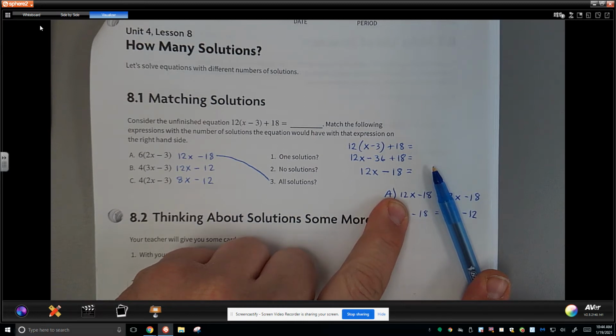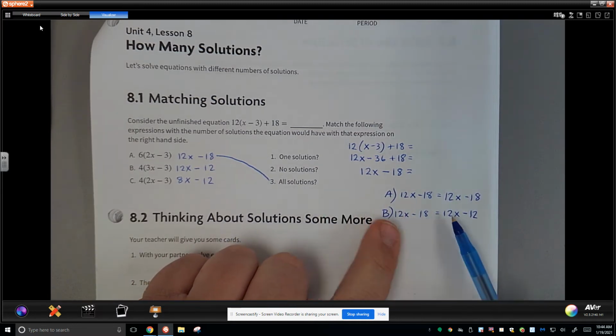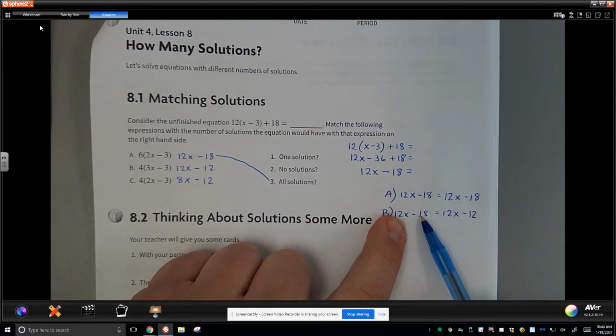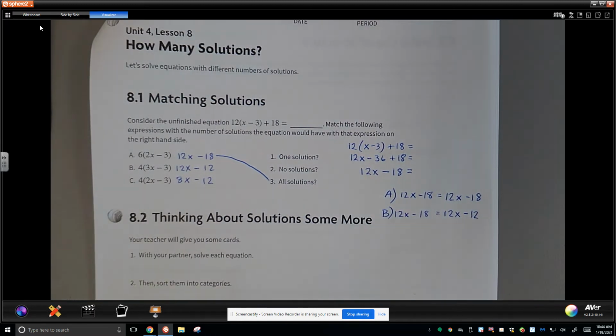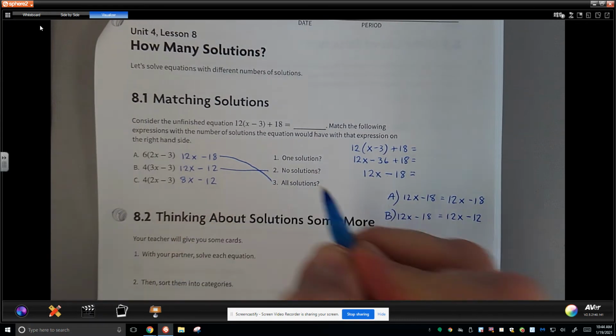And so I know right away that there is no solution that can make this true, because the expression over here, after finding the exact same product, let's say if x is 2, then that would be 24 minus 18 compared to 24 minus 12. And that simply can never, ever come out to the same value. So I know B is going to match up with no solution.